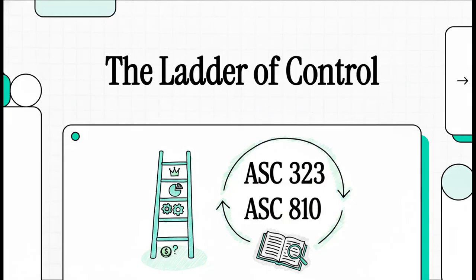Mastering corporate investments really means understanding two absolute heavyweights in the accounting world, ASC 323 and ASC 810. Now, these aren't just dry, boring regulations. They are the governing laws that dictate exactly how a company presents its financial reality to the world when it buys a piece of another company. I'm super excited to guide you through this and make these complex ideas incredibly accessible.